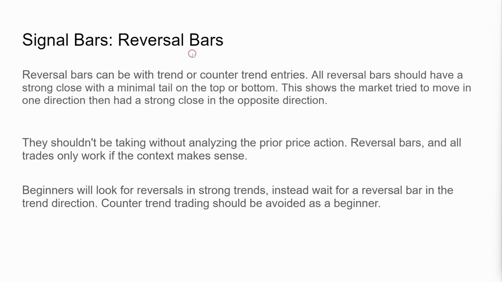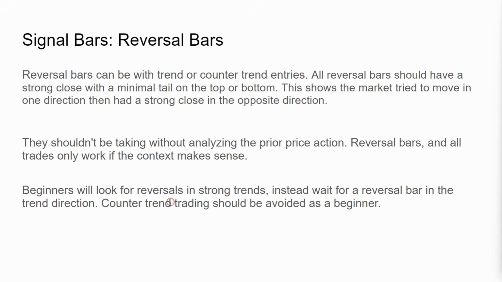Signal bars, reversal bars. Reversal bars can be with-trend or counter-trend entries. All reversal bars should have a strong close with a minimal tail on top or bottom. This shows the market tries to move in one direction, then has a strong close in the opposite direction. They shouldn't be taken without analyzing the prior price action. Reversal bars and all trades will only work if the context makes sense.